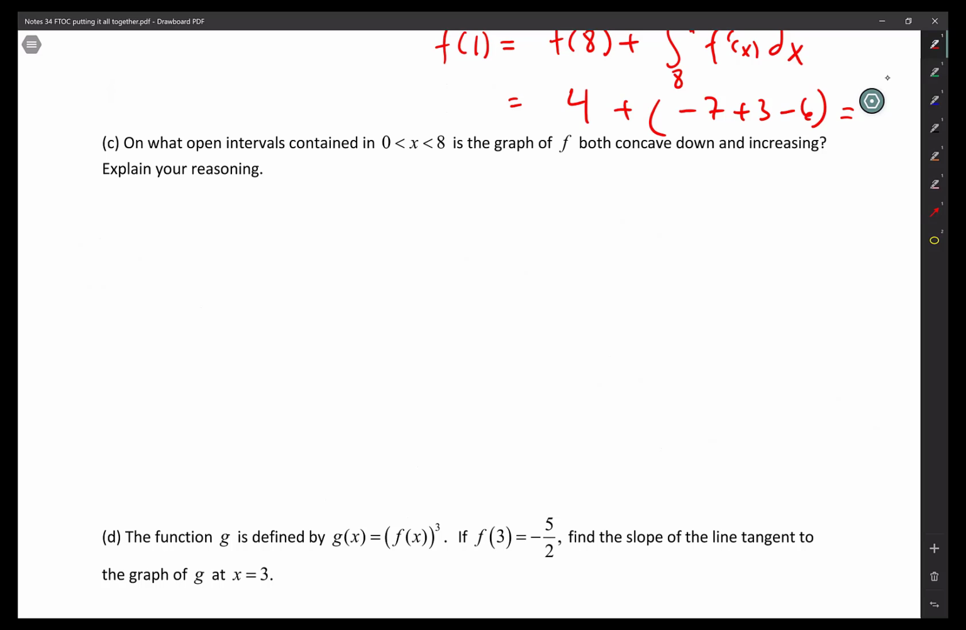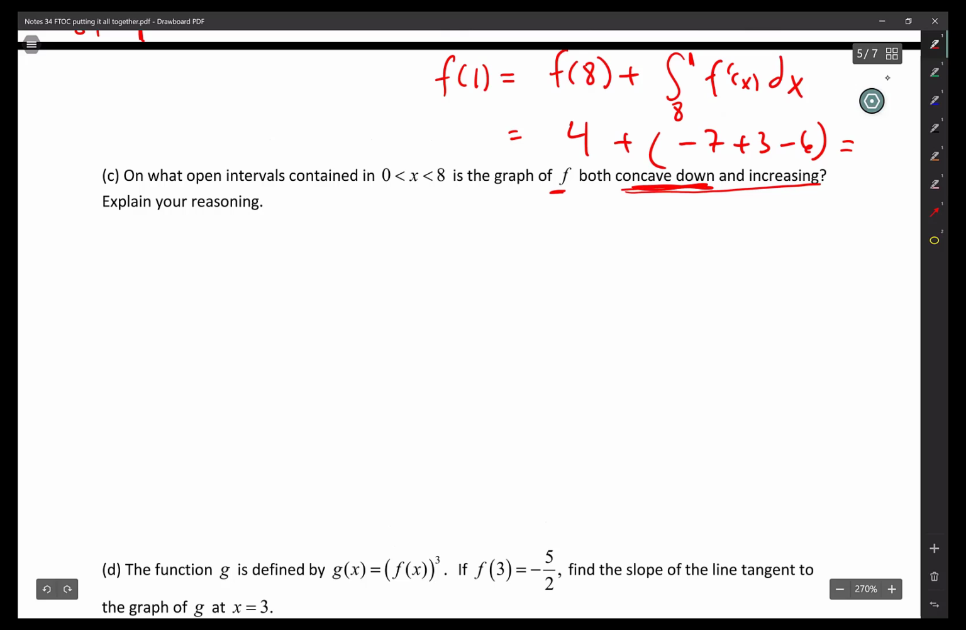What open interval contained between 0 and 8 is the graph of f concave down and increasing? So now they're just testing to see if you know basic definitions, guys. Just tell me definitions. When is the graph of f concave down? Not for this one, just tell me the definition. When f prime prime is negative. Perfect. Thank you, miss. When f prime prime is negative.